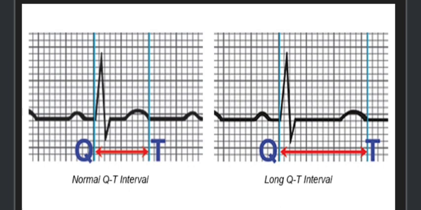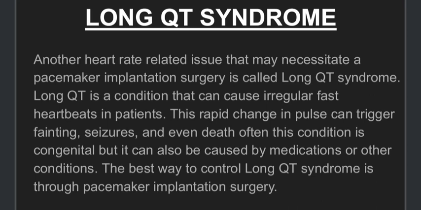Long QT syndrome can cause irregular fast heartbeats in patients. This rapid change in pulse can trigger fainting, seizures, and even death. Often this condition is congenital. It occurs by birth, but it can also be caused by medications or other conditions. The best way to control long QT syndrome is through pacemaker implantation surgery.